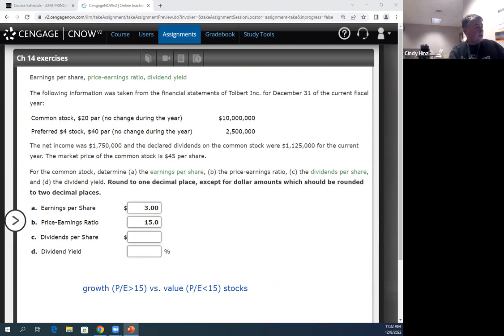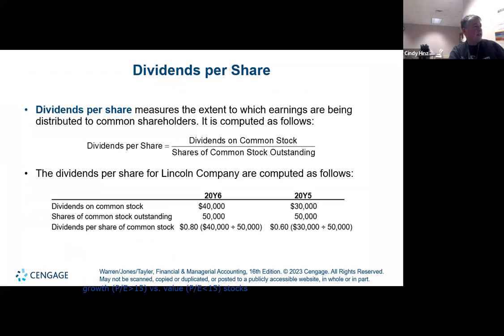Let's move on then to our third calculation for this exercise, which is dividends per share. And this is a pretty straightforward calculation. How much dividends did we pay on the common stock? Remember, some companies pay no dividends. Some investors don't want dividends. And so if your company doesn't pay dividends, the dividends per share would simply be 0, right?